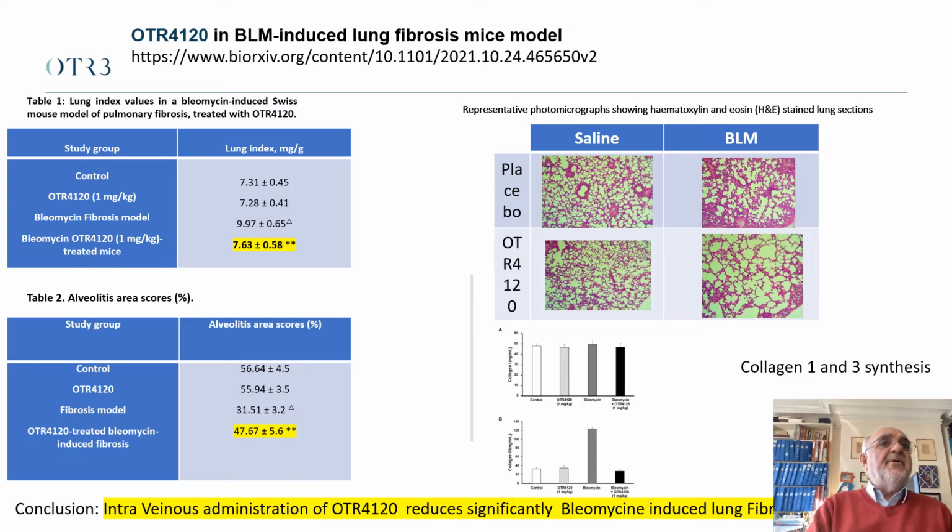The same efficacy is seen with the alveolitis area, which is a sort of quality of the lung, which you can see at the histology level. And on top of it, you also have on the collagen a complete shutdown of collagen 3, which is completely back to normal. And collagen 3, as you know, is a very important sign of fibrosis.